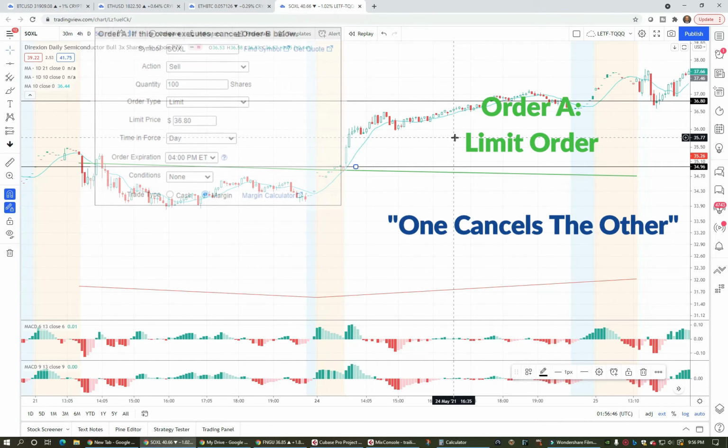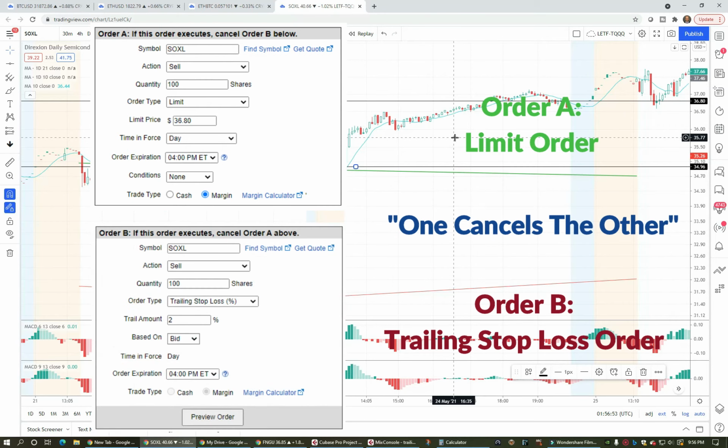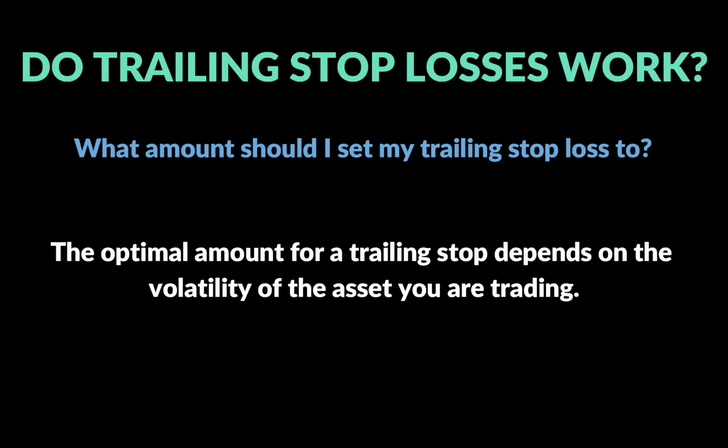So by doing the one cancels the other strategy and using the trailing stop, you're guaranteed to get your sell, and then you also give yourself a chance to get that little bit higher sell price. So one thing you probably noticed is that the amount that we set that trailing stop loss for is really important. And not all stocks move the same distance. So what you might use on the S&P 500 index fund is going to be very different from an individual stock or a leveraged ETF.